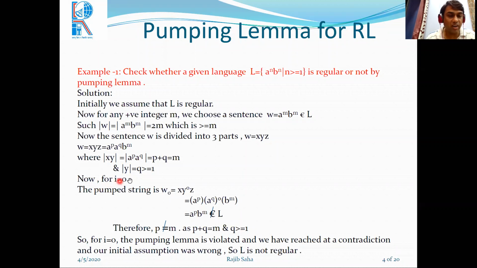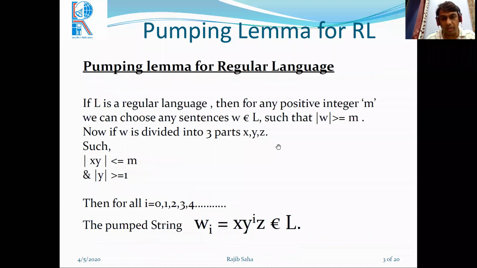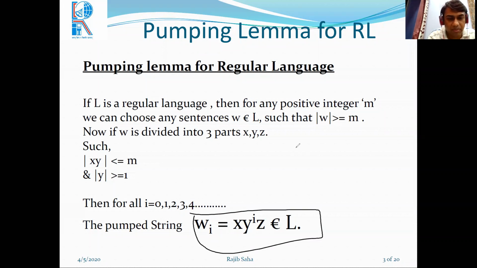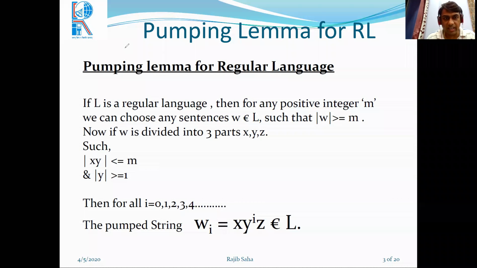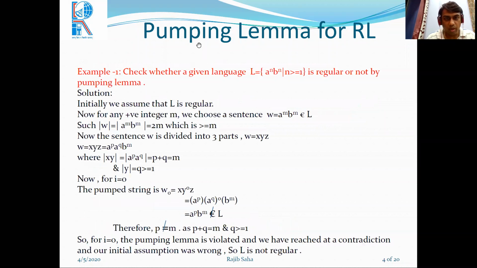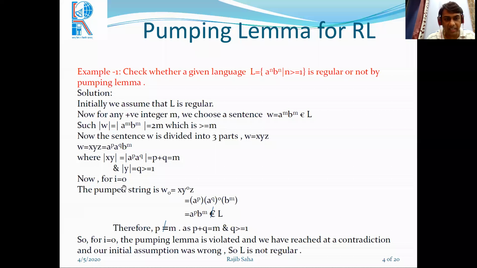Now, for i equal to 0, as we have seen in the algorithm part, for i equal to 0, 1, 2, 3, this is basically our pumped string. So according to the value of i, we will put the values over here. In our example, if we put the value of i as 0, we get W0 equal to x, y to the power 0, and then z.